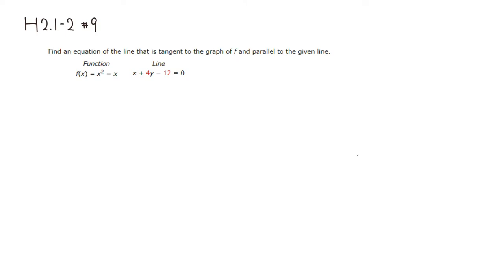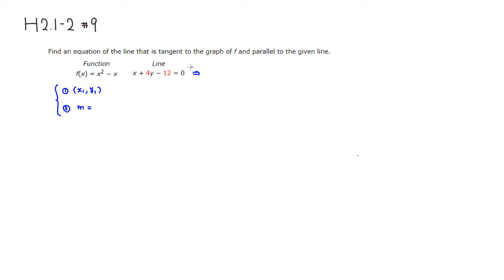Whenever you want to find an equation of a line, we need two pieces of information. The first piece of information is a point, so I'm going to call this x1, y1. The second piece of information is the slope, so I'm going to call it m. Since the tangent line we're looking for is parallel to this given line, it's going to have the same slope. So I'm going to rewrite this equation.